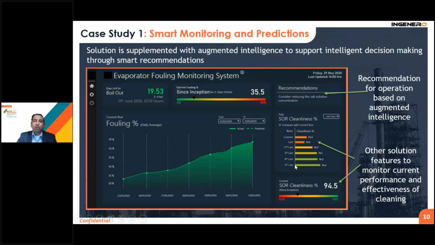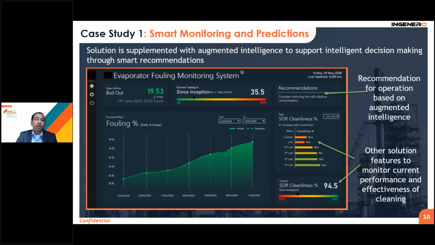Along with this, the solution also gives another feature to monitor the current performance as well as the effectiveness of cleaning. So if you can see here, the past SR cleanliness is compared with the current, and also the current SR cleanliness benchmarking gives you an indication of how good the cleanliness was last time. So eventually this helps operations to identify the issues and also the focus areas which need to be looked at so that they can eventually improve the performance of that evaporator.